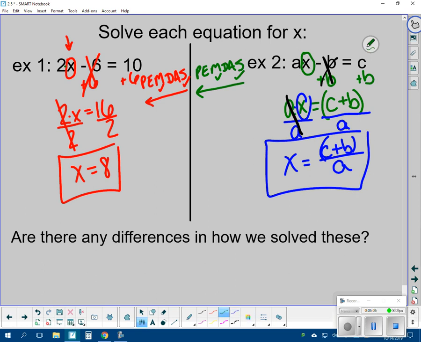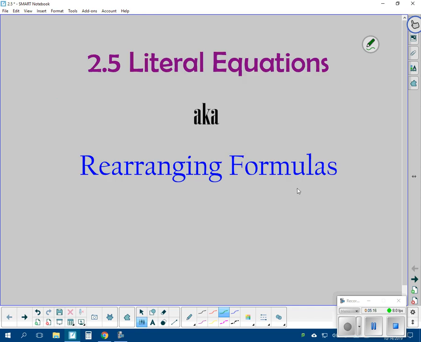That's your answer. How weird is that? You are not going to get a number for your final answer. It's going to be a bunch of variables, and that is okay. That is what we're trying to do. Because remember what we said, we are rearranging formulas.